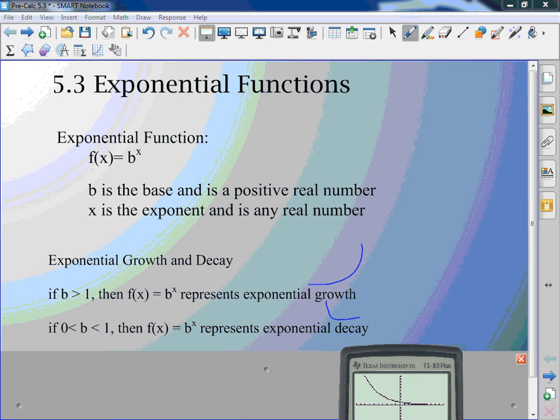If I go back to the original exponential functions, that's my base, that's my exponent. If it's greater than 1, it's growing. If the base is between 0 and 1 or a fraction, it's decreasing. Both graphs I showed you did that.